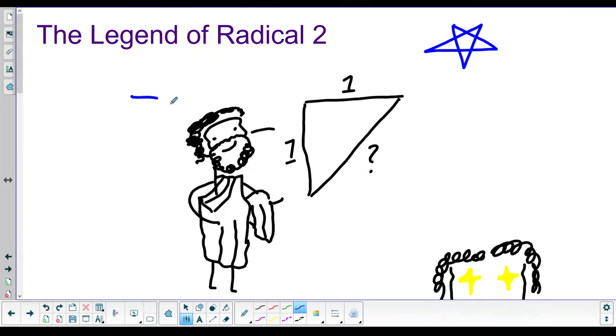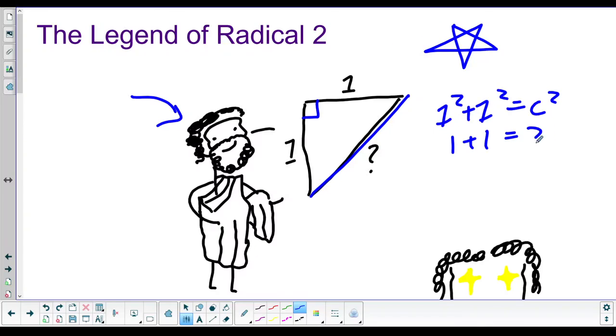So there is this nameless Pythagorean. His name was lost to history. Unfortunately, we don't know who he was, but we have this story about him. One day, this man had the audacity to say, if I have a right triangle whose legs are both 1, how long is the hypotenuse? And we know now 1 squared plus 1 squared equals c squared. So 1 plus 1 is 2. Whoops, sorry, I spoiled it.